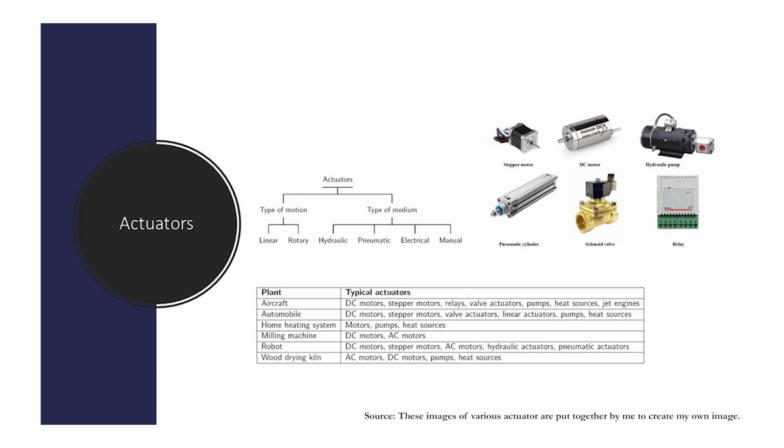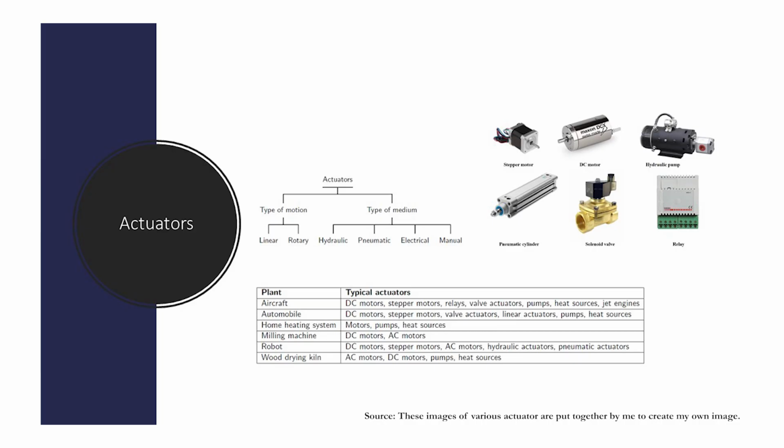Some examples of actuators here. So, this is a stepper motor, this is a DC motor, this is a hydraulic pump, this is a pneumatic cylinder, this here is a solenoid valve, and this here is a relay. Okay, so, these are different types of actuators.